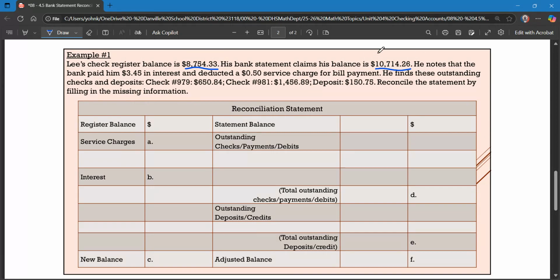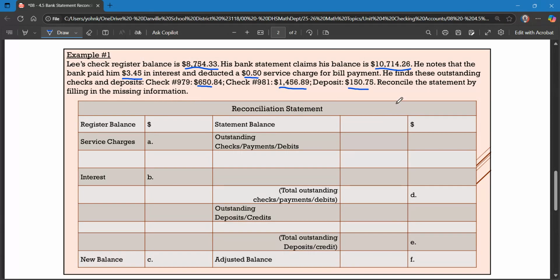Well, it's nice the bank thinks he actually has more money, but we need to make sure that it's right. He notes that the bank paid him $3.45 in interest and deducted a 50-cent service charge for his bill payment. He finds these outstanding checks and deposits. Here's an outstanding check number 979 for $650.84. There's check 981 for $1,456.89. There's a deposit, an outstanding deposit of $150.75.